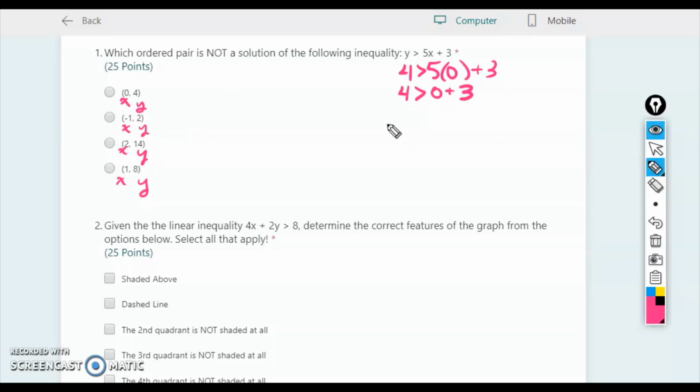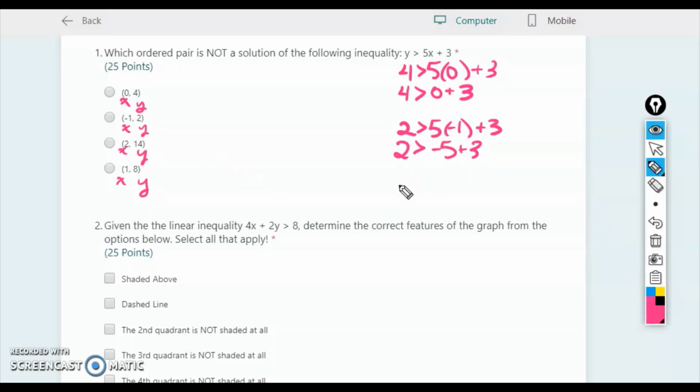The next one, the y value is 2, so 2 is greater than 5 times negative 1 plus 3. So I want to know, is 2 greater than negative 5 plus 3? If it is, then it's a solution. If it isn't, then that's the one you're going to choose.